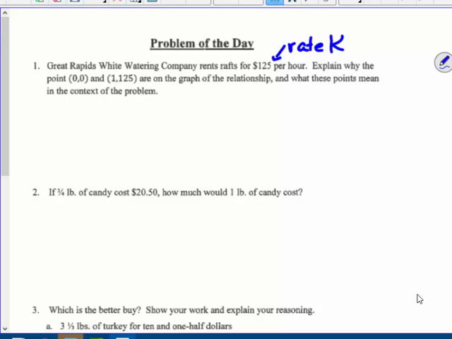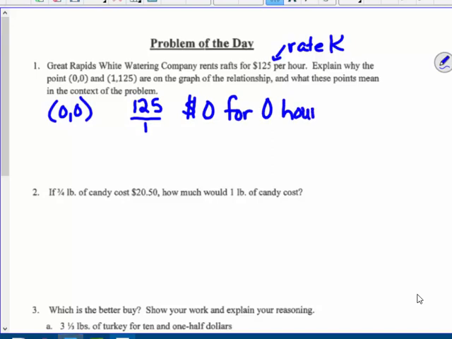Well, why the point (0, 0)? I'll start there. If you rent a raft for 0 hours, it's going to have 0 cost. So there's going to be $0 for 0 hours.